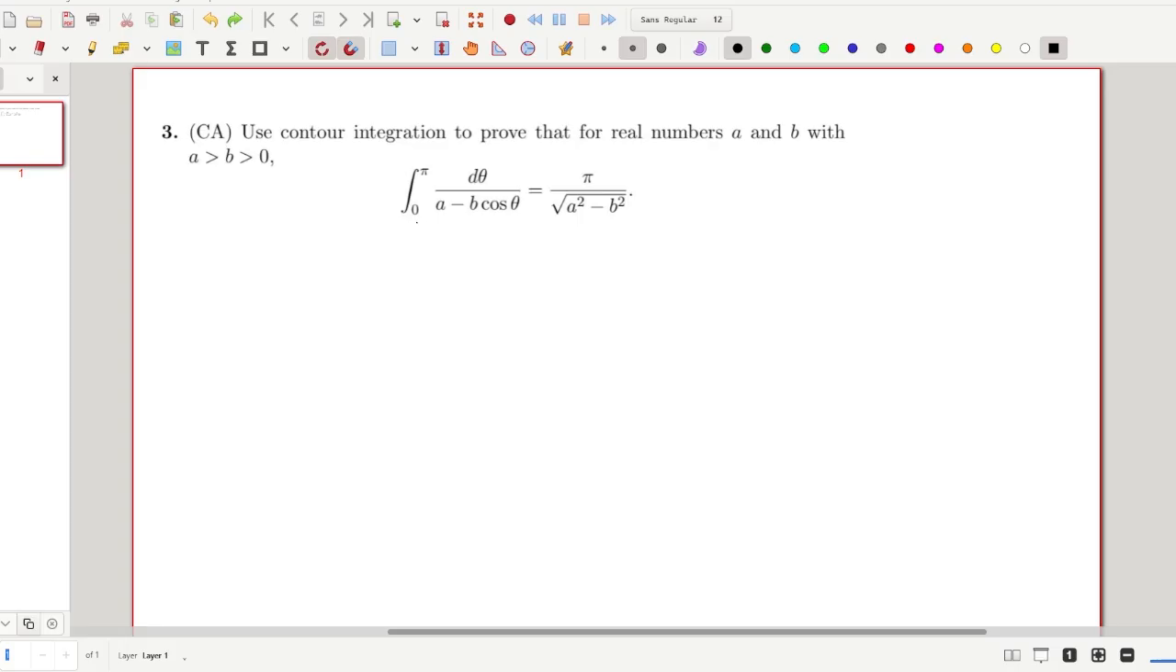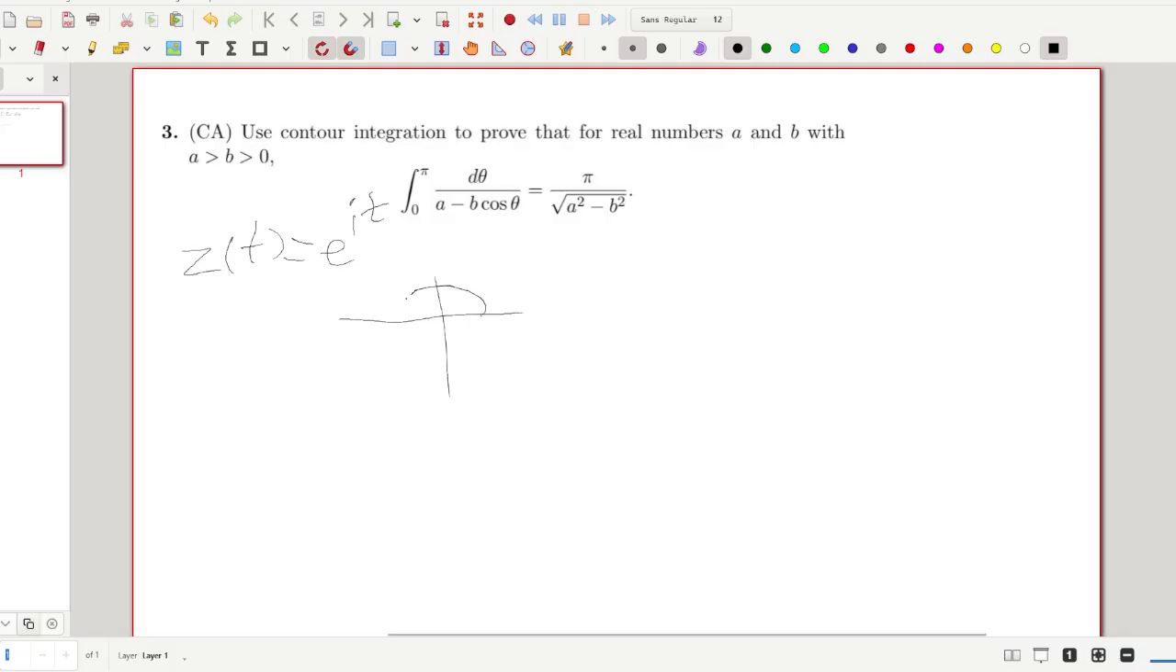So we have this integral which can be solved using contour integration, and you can see right away that when we pick the contour, it's likely going to be the complex circle. So z of t is equal to e to the power of it. And when we draw the complex plane, 0 to pi is going to be a semicircle. And it's easy to continue to be a full circle.